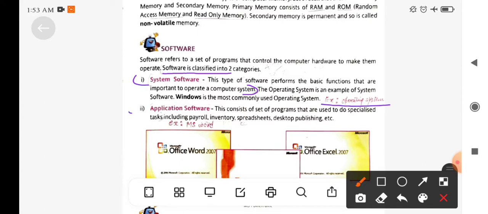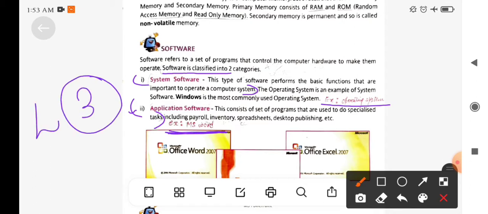Now for the second one, you have to write down the application software. With the black pen you write down the heading application software. After that, this consists of set of programs that are used to do specialized task. Till task you write down, and then write down example MS Word. Fine, this is your long answer number 3, about the software it was asking.